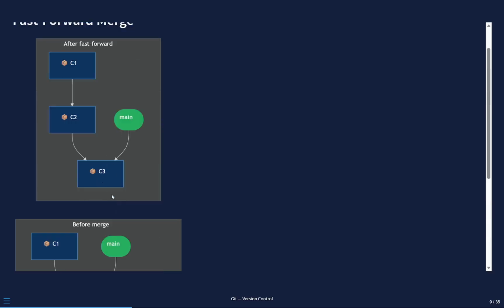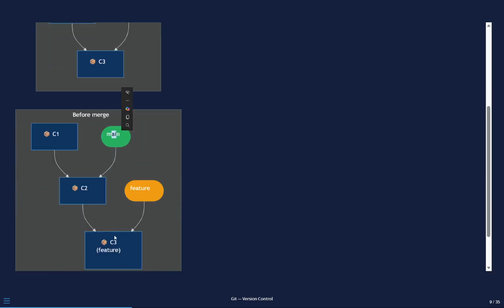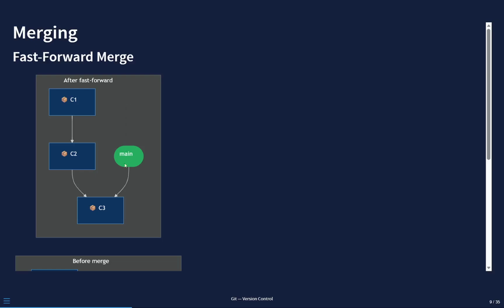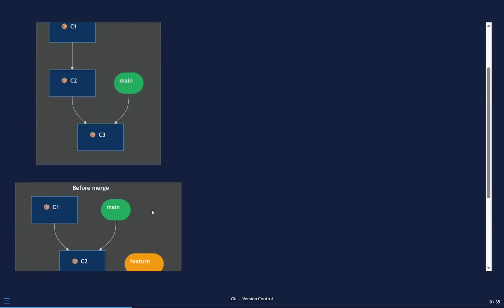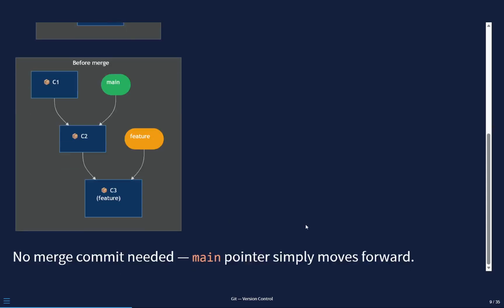No new commit is created. No conflicts are possible. The after diagram confirms it. Main now points to C3, and the feature pointer is gone after the merge. Fast-forward merges give you a clean, linear history. If you want to prevent them and always create a merge commit, even when fast-forward is possible, you use the --no-ff flag, which we will see on the next slide.